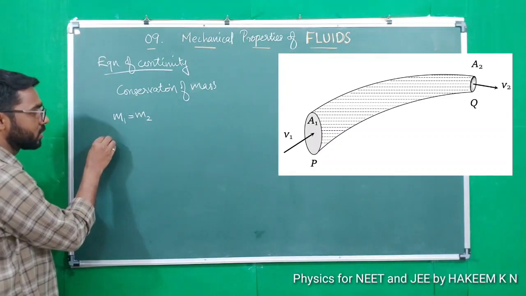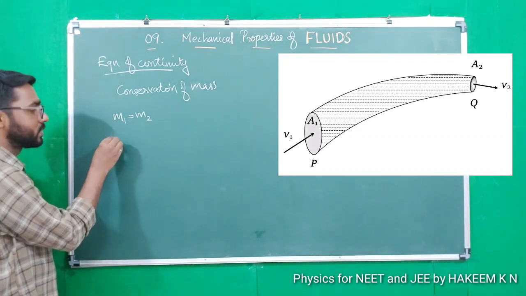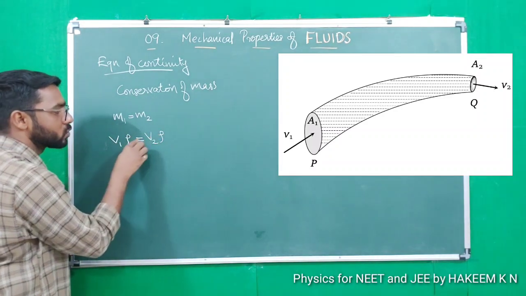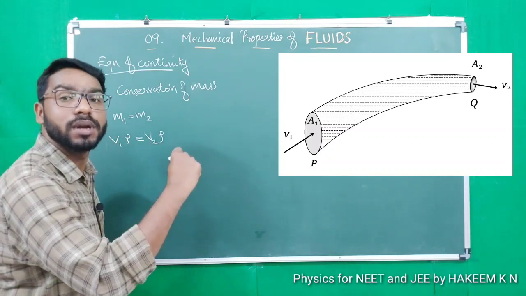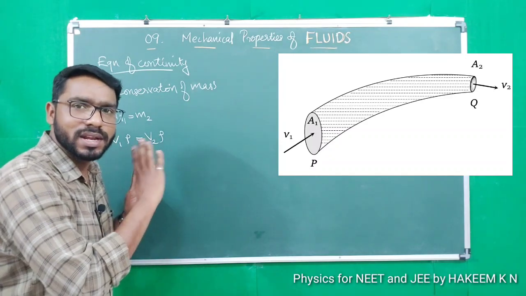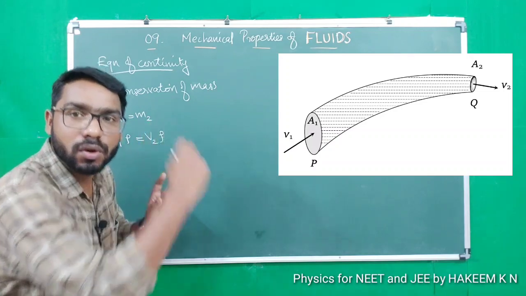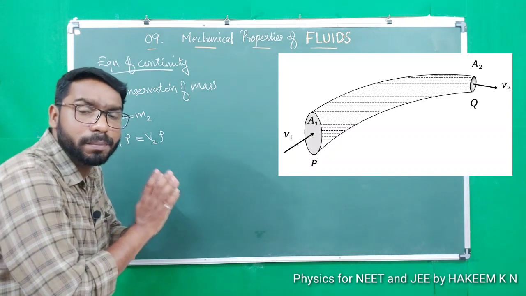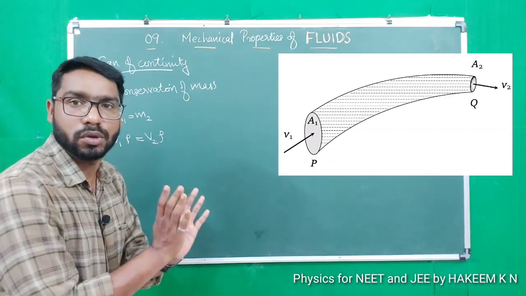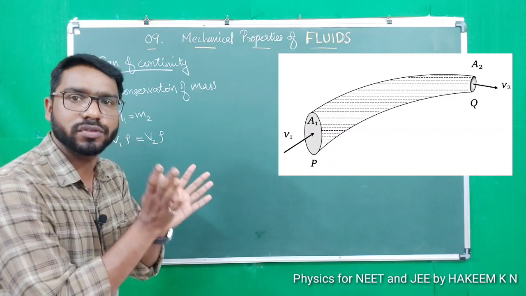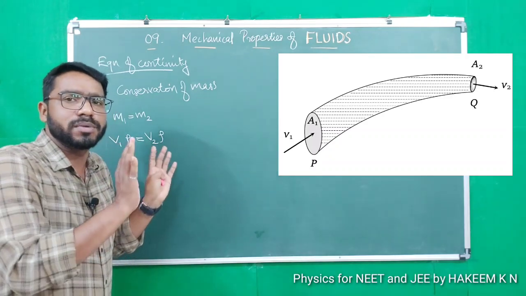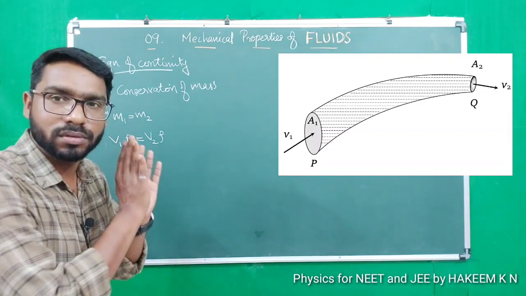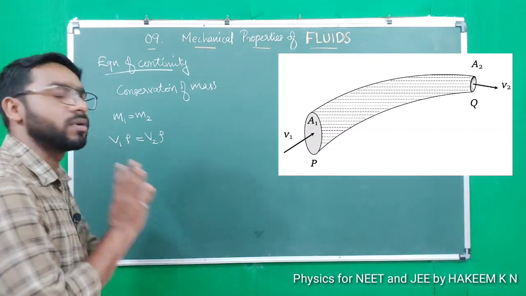For mass we can write volume into density: V1 rho equal to V2 rho. This should be applied for incompressible liquids. Incompressible liquid means the density of the liquid will not change according to the cross section of the pipe. So the equation of continuity should be applied for incompressible liquids. That only we have to study. Conditions of compressible liquids are not included in our syllabus, so no need of thinking about compressible liquids.